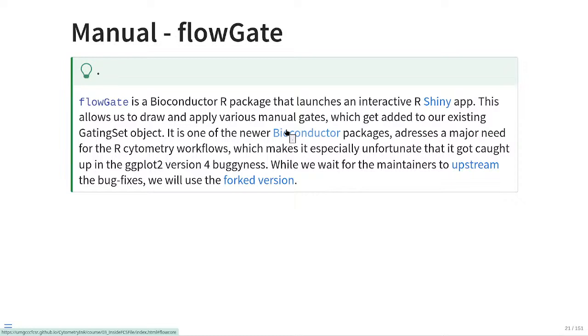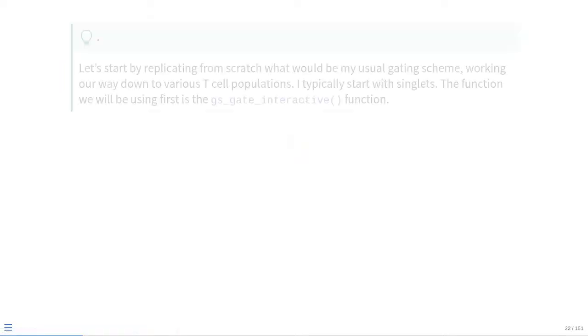So while we wait for the maintainers to go ahead and upstream the bug fixes, we're using this fork version, but my goal is to definitely get the bug fixes to the Bioconductor version, not to make a hard fork and have to maintain this myself for the long run.